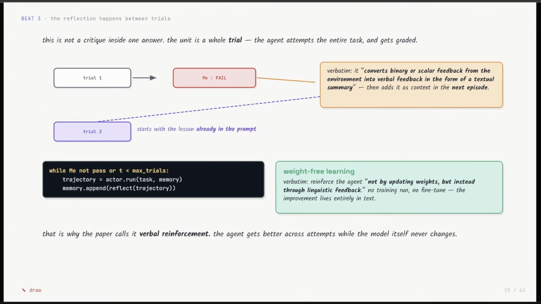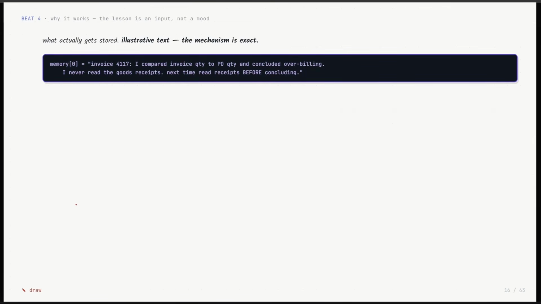And this is why the paper calls it verbal reinforcement. We reinforce the agent, quote, not by updating weights, but instead through linguistic feedback. Of course, this can only be done with agents that are LLMs, like linguistic agents. So there is no training run, no fine-tuning. This is all engineering of your architecture that you will be using for your agentic systems. So the agent gets measurably better across different attempts because every time you're having a different lesson, while the model itself never changes at all. So here, what is in that buffer?